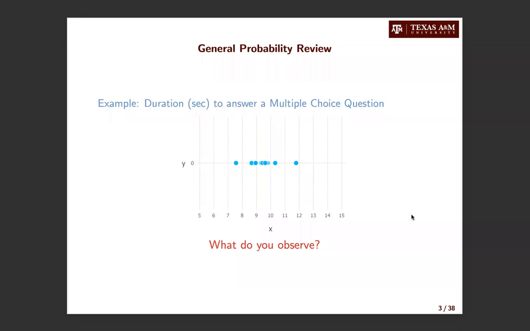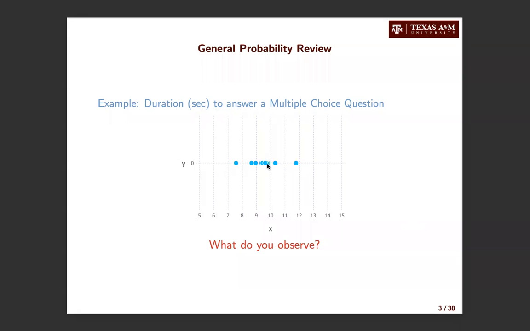In this video, we're going to provide a brief review of probabilities with emphasis on the maximum likelihood distribution. So assume here that we have an example in which 20 people have answered a multiple choice question, and we have recorded the amount of time it takes for each of these people to answer this multiple choice question. These are the results of our recordings.